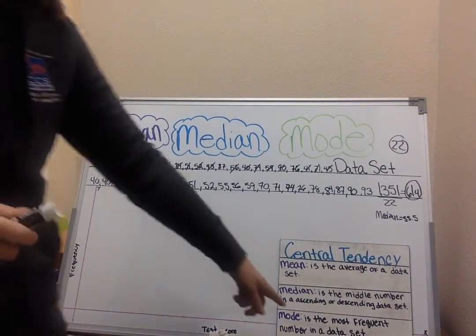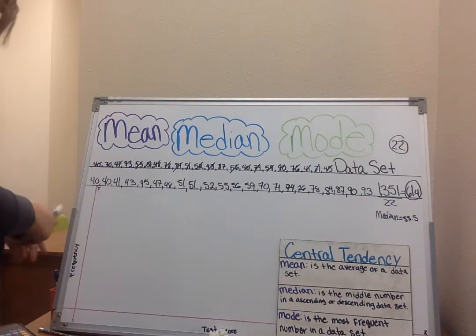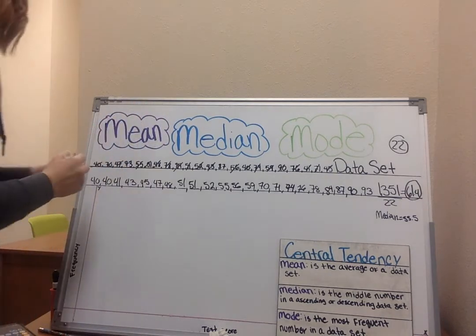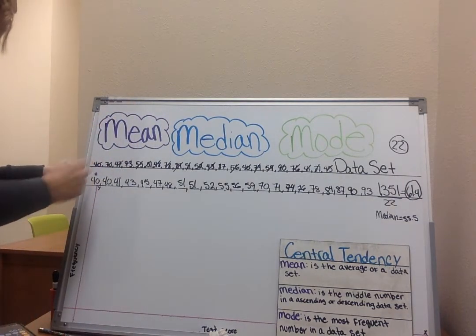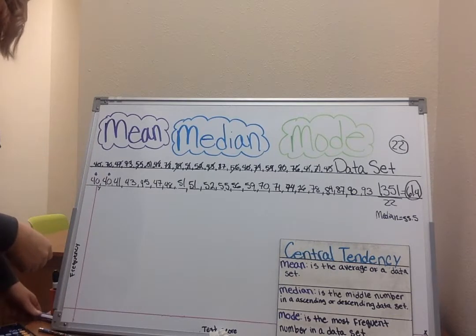And our mode is the most frequent number in the data set. So I'm going to take a purple marker and I'm going to go through and I see 40. I'm going to put a dot around the 40 and there's another 40. So I'm going to put another purple dot here. I don't see any more 40s.